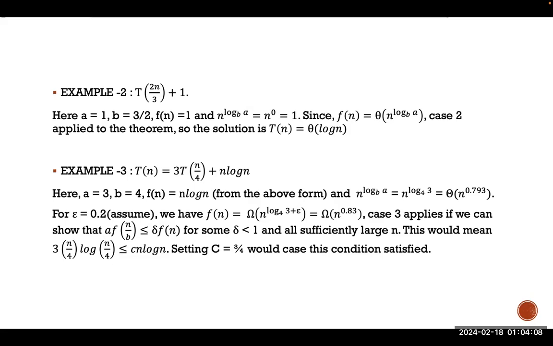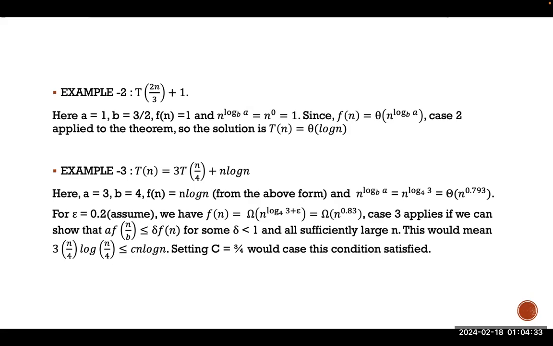So I'm assuming epsilon equal to 0.2, for which the formula is f(n) equals omega of n^(log_b a + epsilon). So I'm substituting the values. We'll be getting omega of n^(log_4 3 + epsilon). After substituting epsilon equal to 0.2, I'll be getting omega of n^0.83.